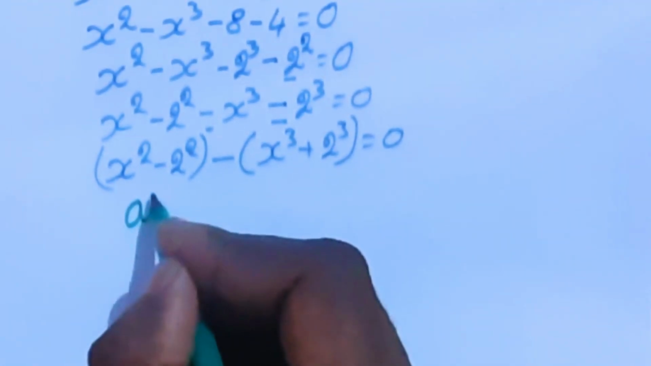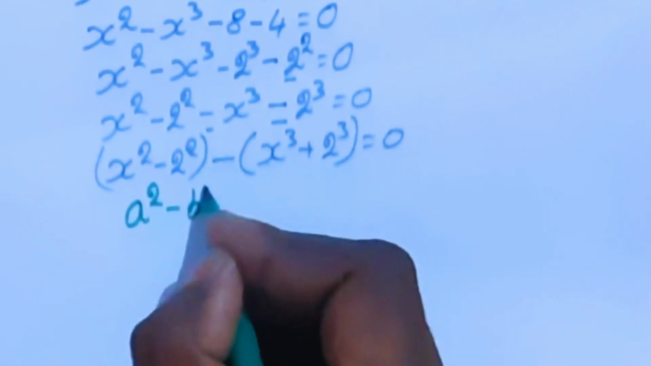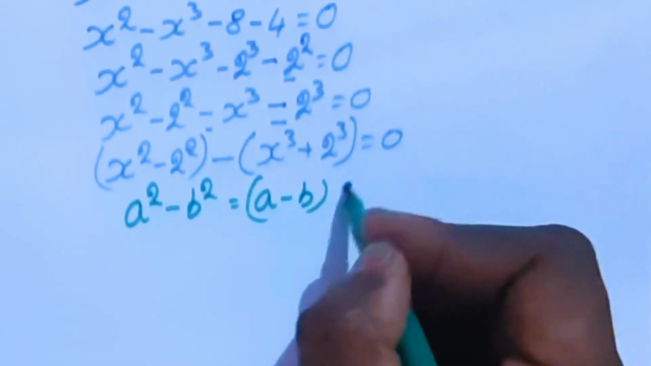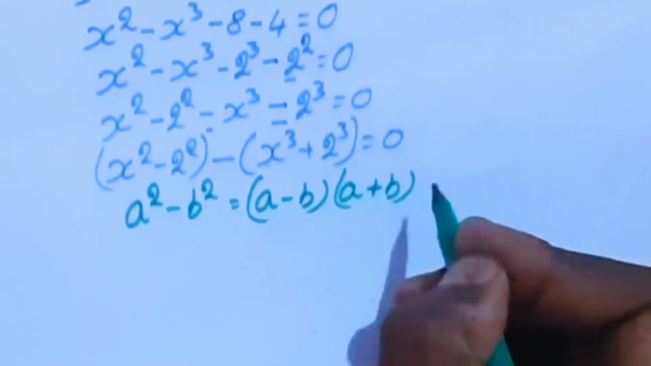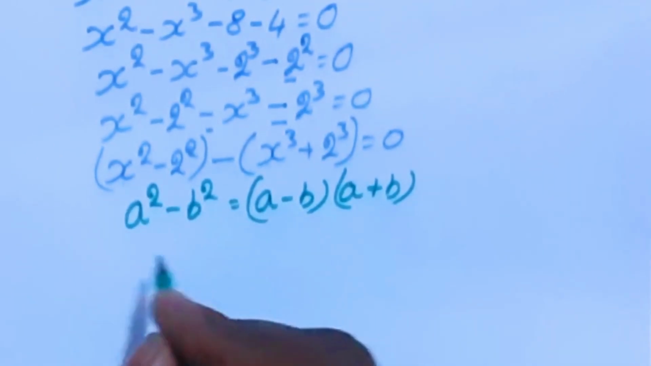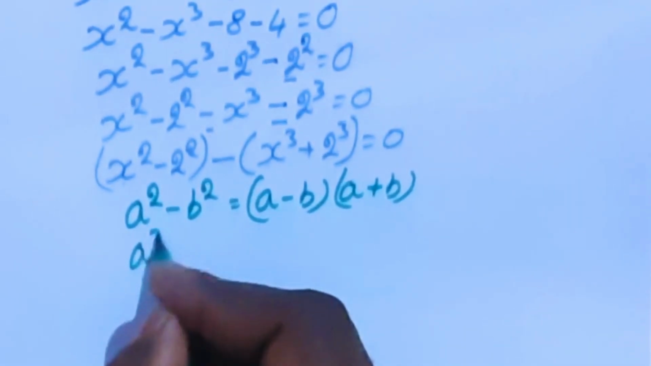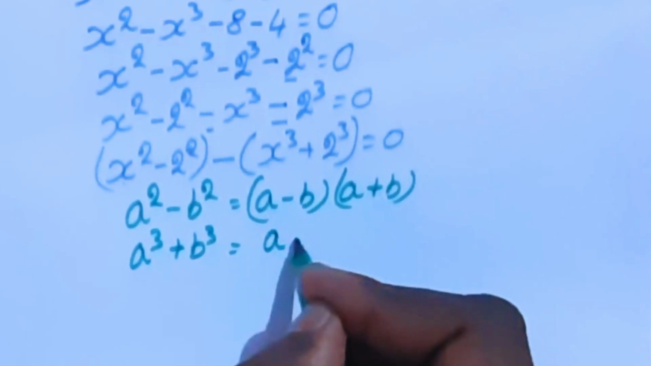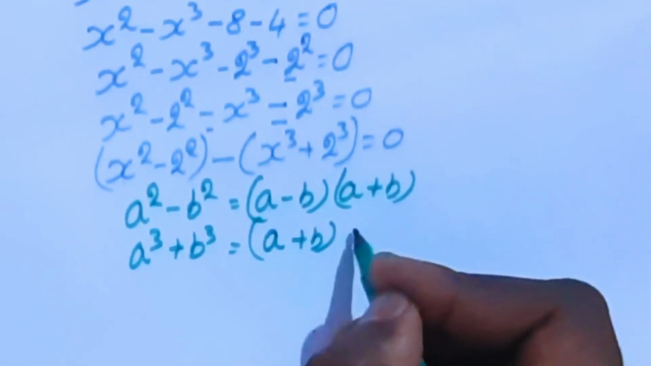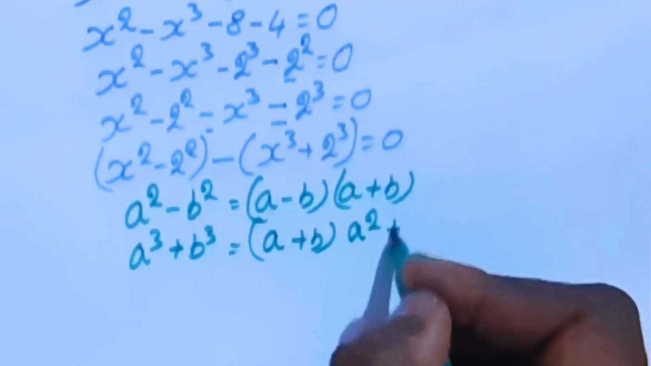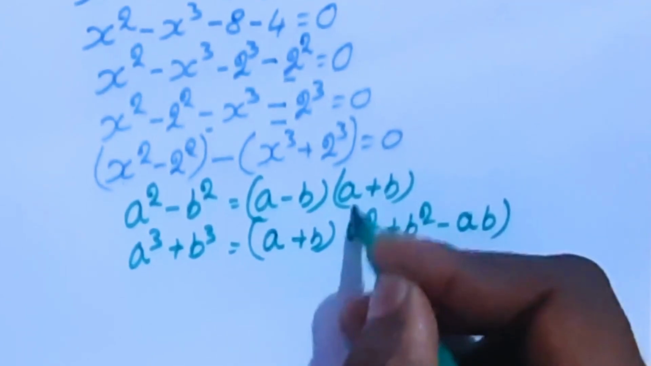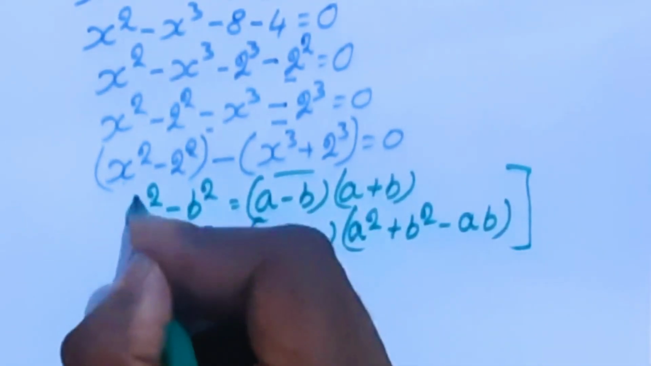Here we are going to apply this algebra formula, that is a^2 - b^2 = (a - b)(a + b). This algebra formula we are going to apply here. So here a^3 + b^3 = (a + b)(a^2 + b^2 - ab). This we are going to apply here.